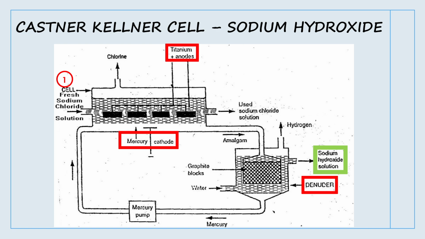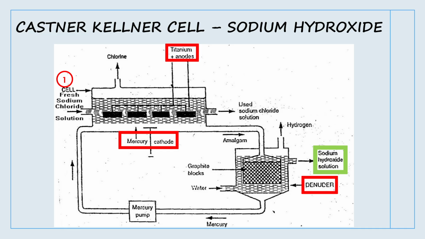Now talking about the manufacturing. To understand the manufacturing of sodium hydroxide by the Castner Kellner cell, I have put in this picture the diagram of the process. Along with the labeling, here you can see that we have the anode, cathode, and denuder. These three are the most important or prominent components of the Castner Kellner cell.